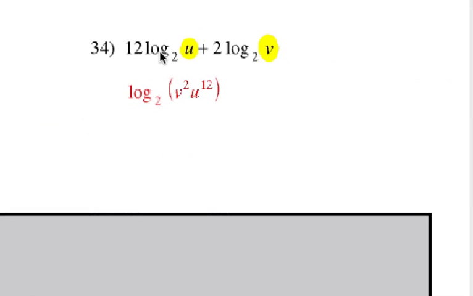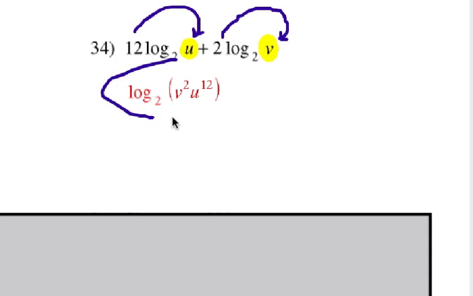Alright, so we're taking log base 2 of u, log base 2 of v, and we have a 12 in front, which becomes the exponent there, a 2 in front, which becomes the exponent there. And what's that addition mean? Right, when we condense it, it becomes a product. So that's why those are squished together there. V squared u to the 12th, and it's a common base, so we can put it together. Log base 2 of that expression right there.